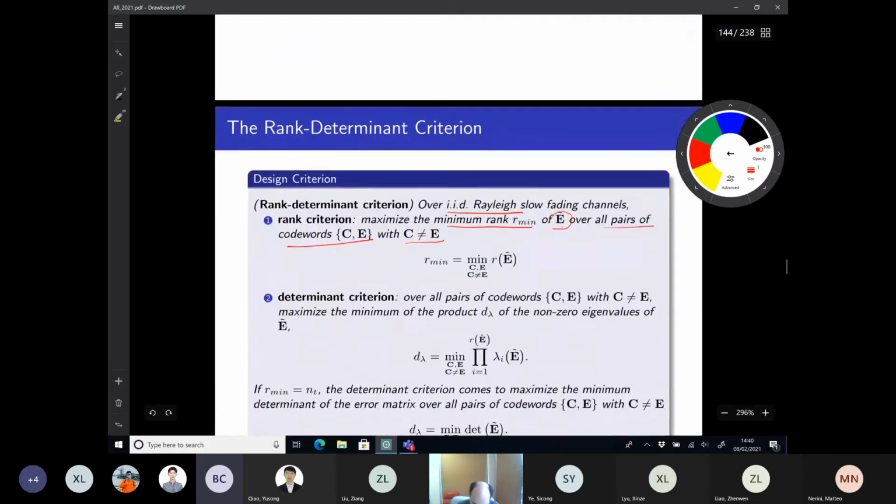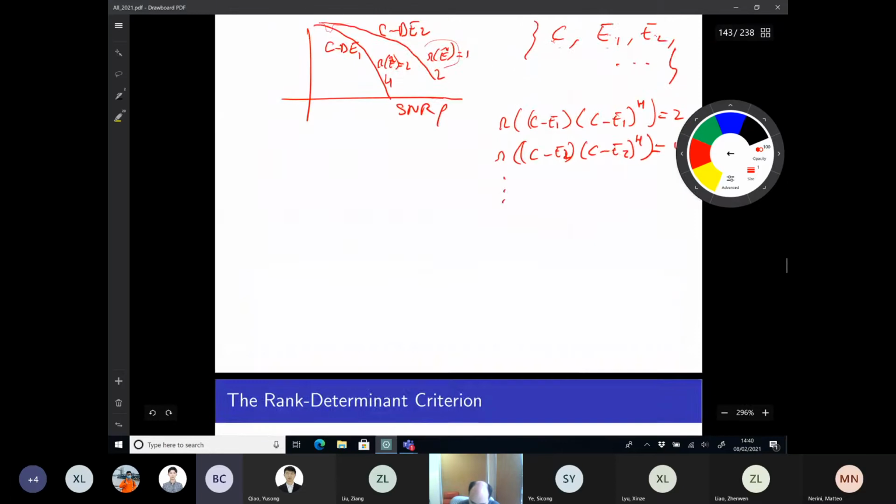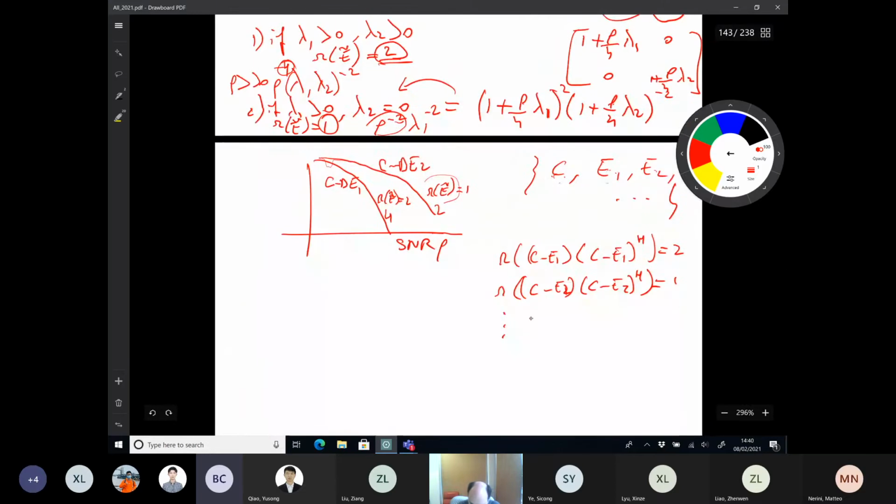And so what you do here, you find the minimum rank over all those code words. So among all those possible pairs of code words, you look at the minimum rank. So let's imagine it's this one, right? So your minimum rank is equal to 1. So the performance of that code book C here will be driven by this minimum rank equal to 1 only.